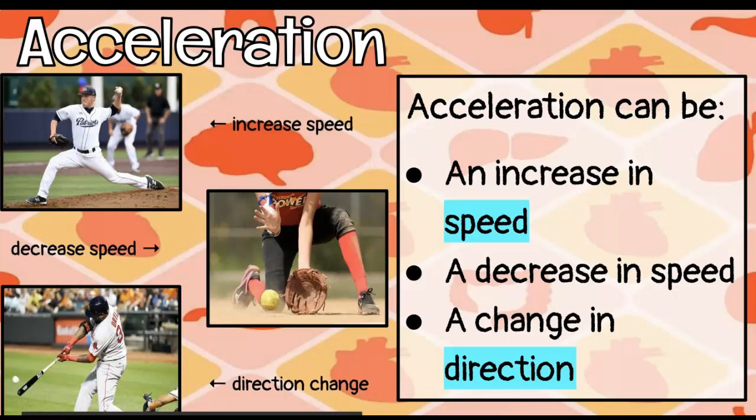So the three pictures on your screen right now: in the first picture, the guy is about to release the ball and it will increase in speed. In the second picture, you see the ball was hit and the glove is about to stop it, and then the ground is causing friction to slow it down, so that's decreasing speed. And then the third one, of the batter hitting the ball, that's about to be a change in direction. That ball was coming straight down. Now when he makes contact, it's going to go straight back out. So that's a change in direction.